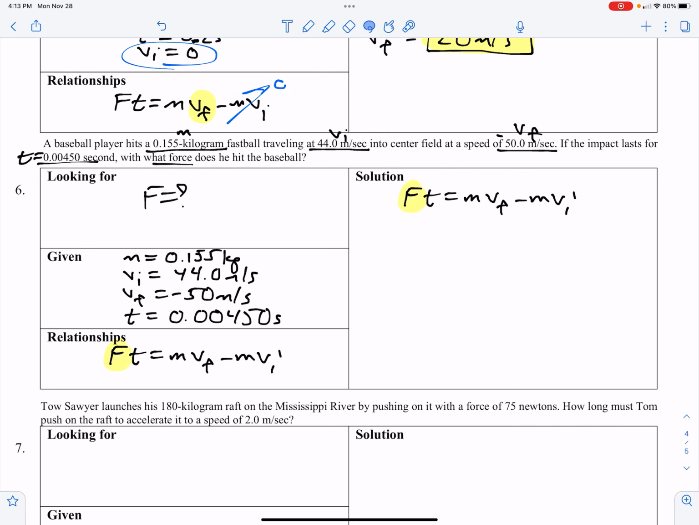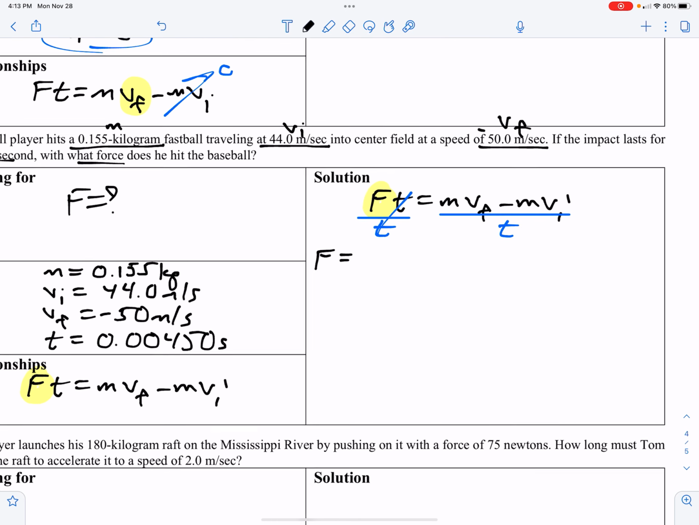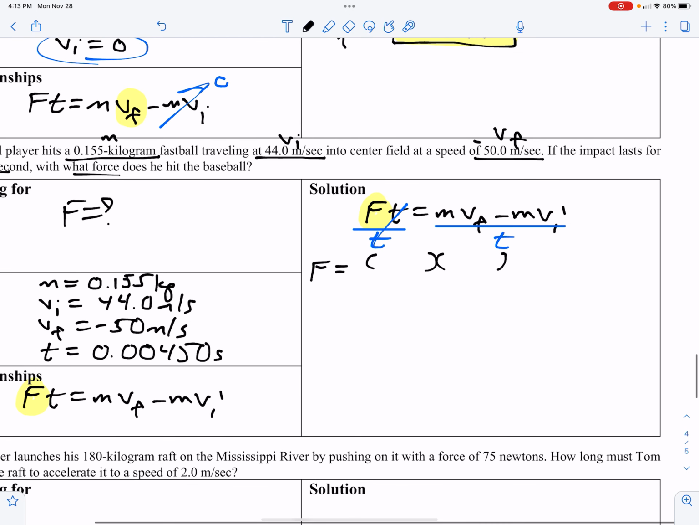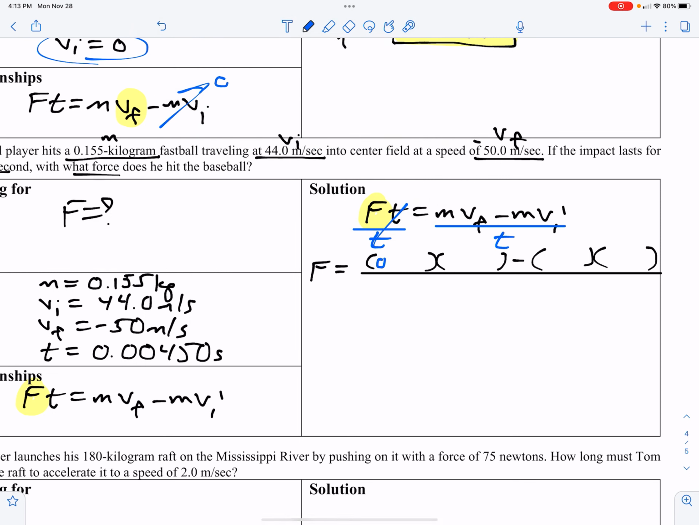So let's go ahead and copy that equation down one more time. Divide away the time and substitute. Okay, mass 0.155 times final velocity, negative 50, minus mass 0.155 times initial velocity, 44, divided by a time of 0.0045 seconds.